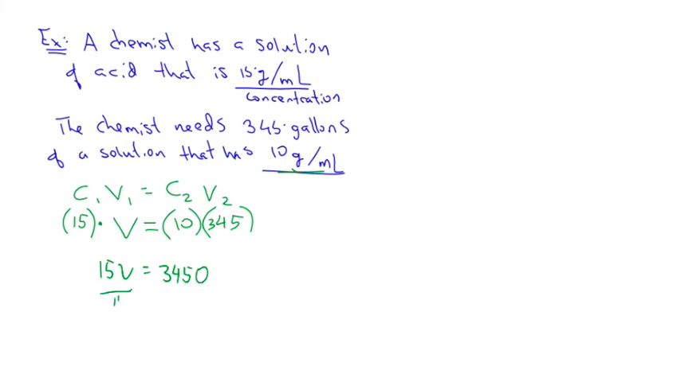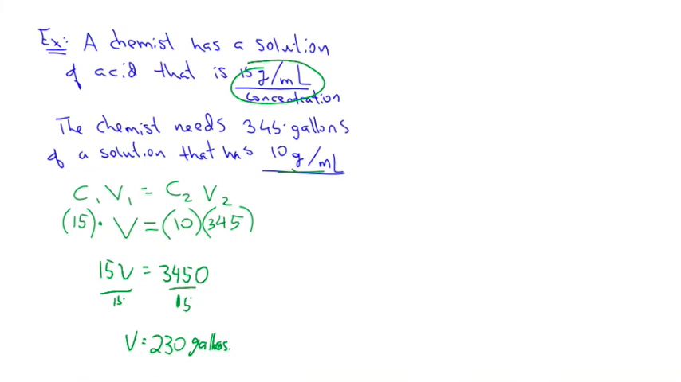And then divide both sides by 15. So V is equal to 230. So it's 230 gallons. Yeah, I can't spell gallons. So 230 gallons of the 15 grams per milliliter solution will be exactly the same. The amount of stuff in it will be exactly the same as having 345 gallons at 10 grams per milliliter.